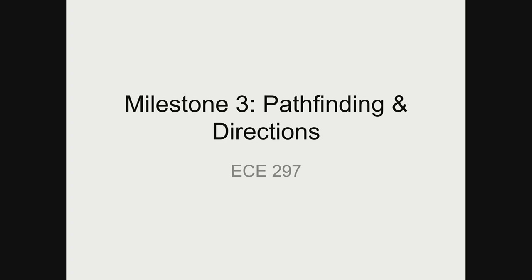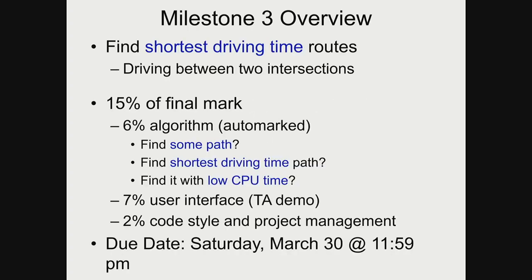Okay, so we're gonna start talking about milestone 3, which is due in a little less than 3 weeks. So you've got some time, but we're gonna start going through what you need to do. Milestone 3 is partly going to build on top of milestone 2. It is a user interface portion, but it also has an algorithmic portion. So you're going to find the shortest path between 2 intersections. So you're trying to find good driving routes.